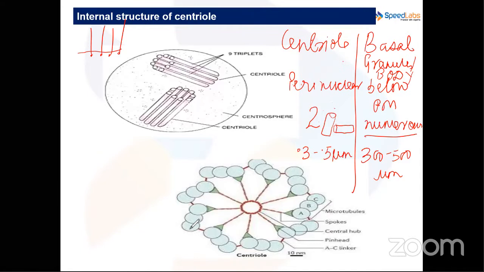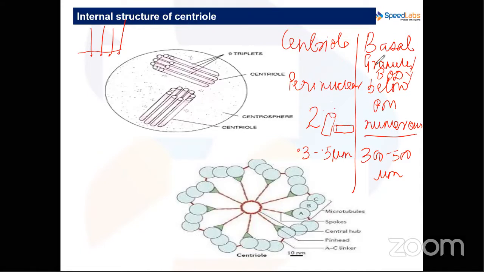Internal structure is same, but what happens over here is they are present in triplets. They also have microtubules. So this is the internal structure. In this diagram, you can see this is the centriole, and the area around the centriole is called the centrosphere. I told you, two perpendicular to each other, and they are made up of microtubules. This is one centriole, this is another centriole, perpendicular to each other. And each centriole is made up of three triplets. I told you doublets in case of cilia and flagella.